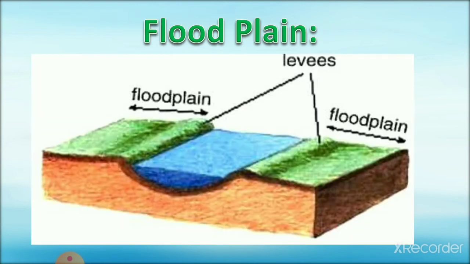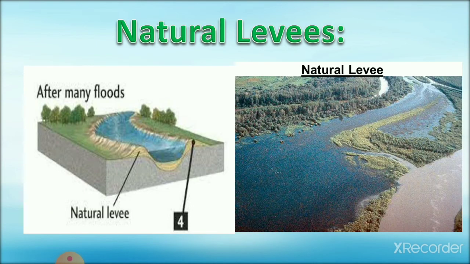During the floods, the river generally overflows its banks, and the fine alluvial soil brought by the river is deposited on the valley floor, and this is called the floodplain. In the floodplain, the coarse materials are deposited along the banks of the river, as you can see in the figure. Thus, long ridges of low height are formed along the banks. Can you see the long ridges which are formed along the banks of the river? These are called natural levees, right? You can see here I have provided the figure. These are called natural levees.